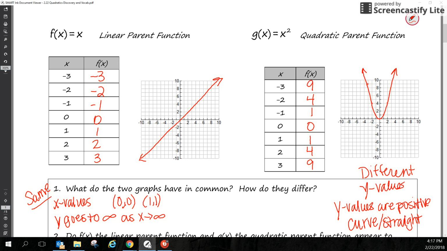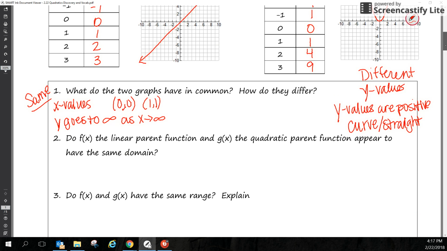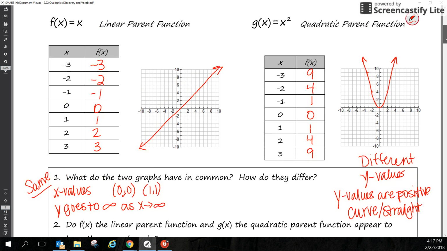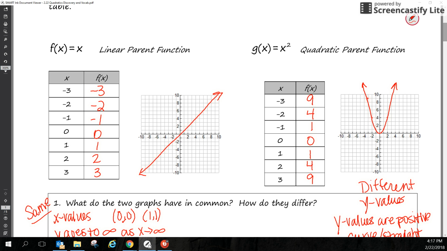Those are some similarities and some differences between the two. All right, for number 2, it says, does f of x, the linear parent function, and g of x, the quadratic parent function, appear to have the same domain? So we noticed that when we were looking at our x's, these guys are the same. These guys are the same.